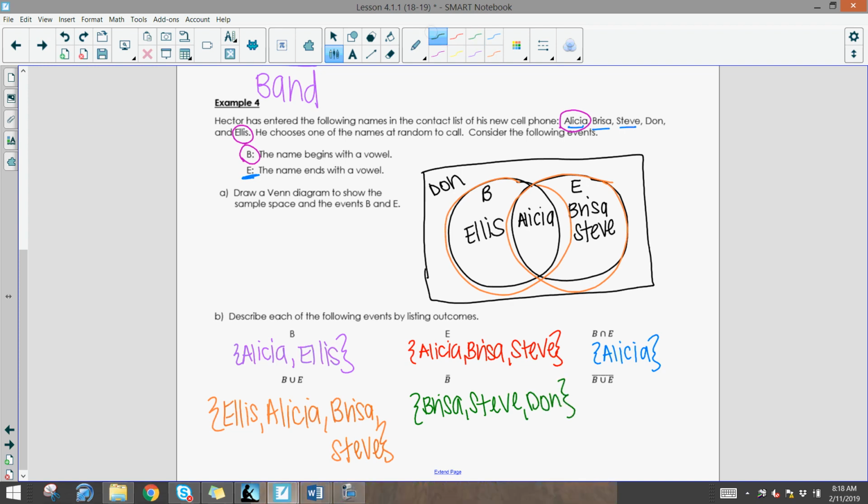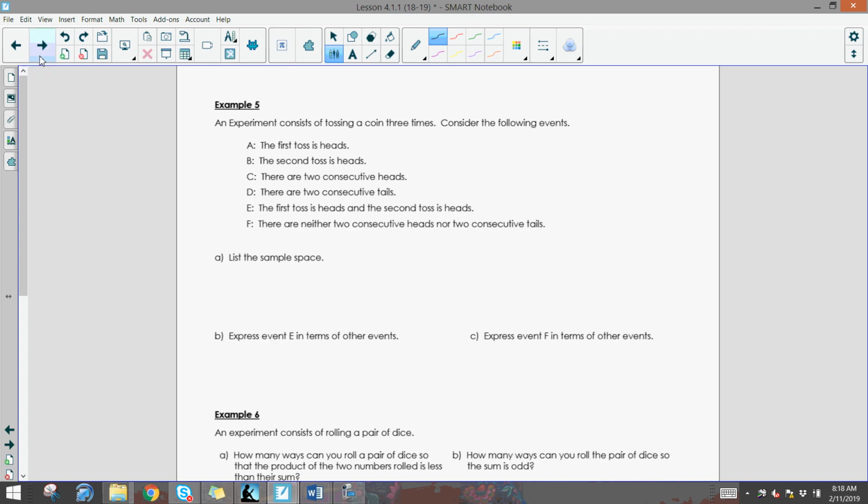Last but not least, B or E. So B or E, we already did over here. That's Ellis, Alicia, Brisa, and Steve. We want that. So basically, who doesn't fit into either circle, and that is Donnie Boy. Cool? All right. So, last but not least, just kidding, we have two more.